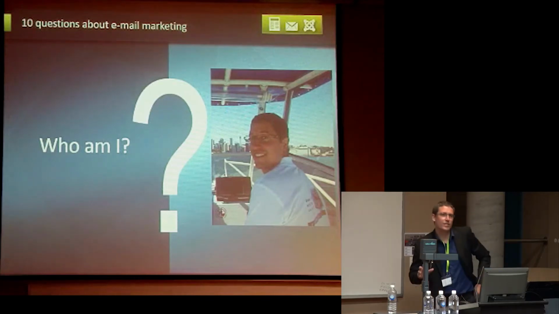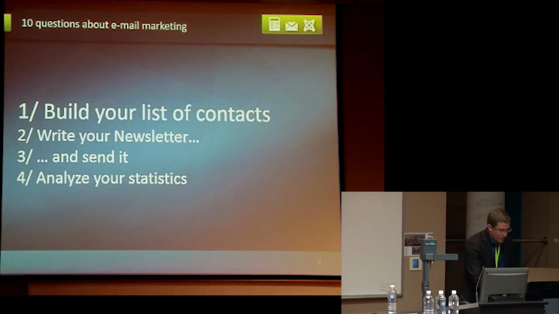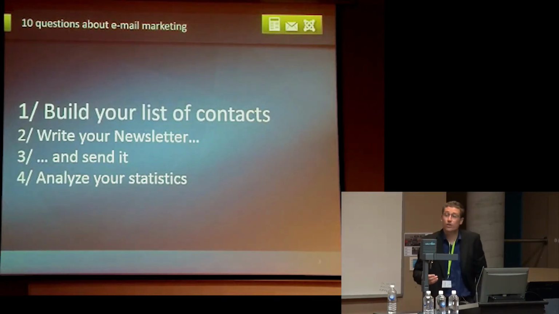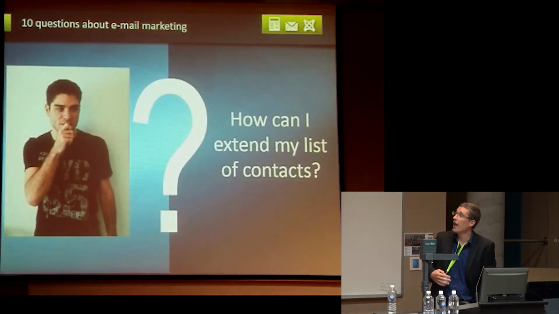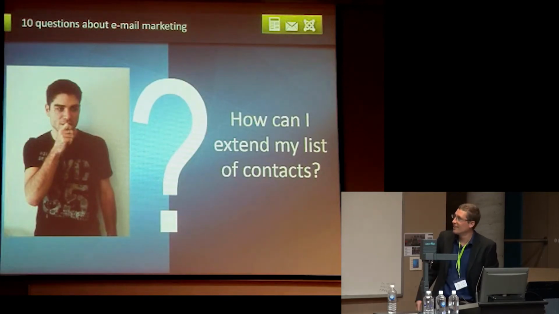I organized the questions a little bit. When you start with an email marketing campaign, the first thing you will have to do is build your list of contacts, and it can be very slow. So the first question is, how can I extend my list of contacts and speed it up a little bit? May I present to you Thomas, one of the developers of AcyMailing as well. Hi, Thomas.